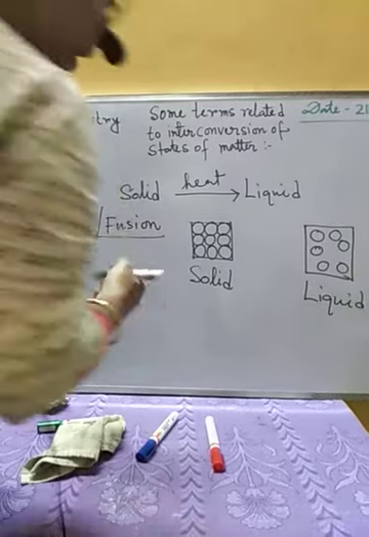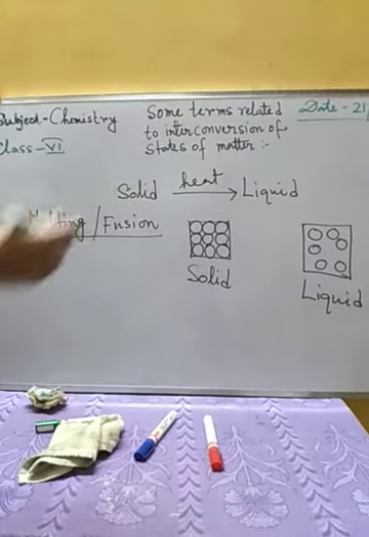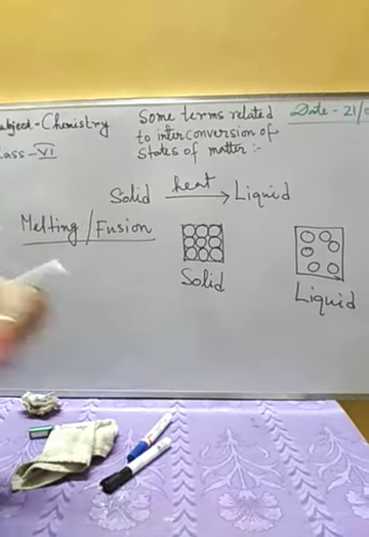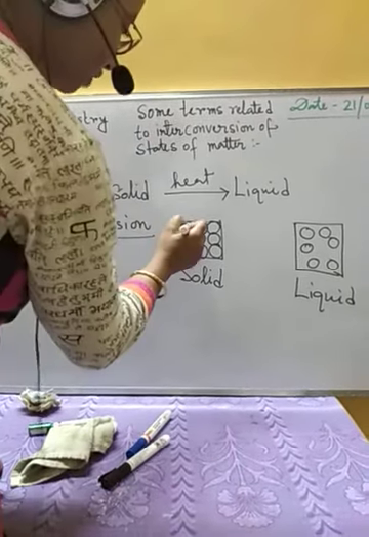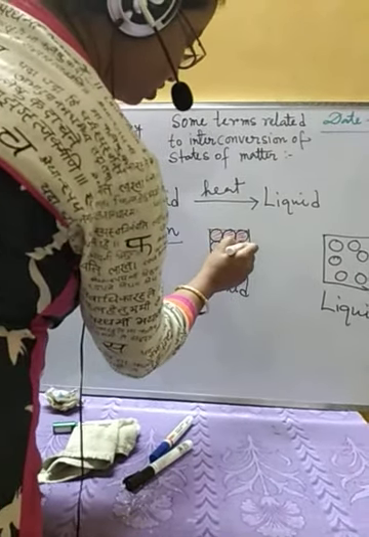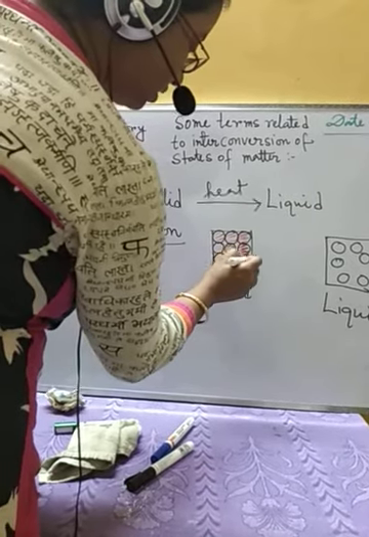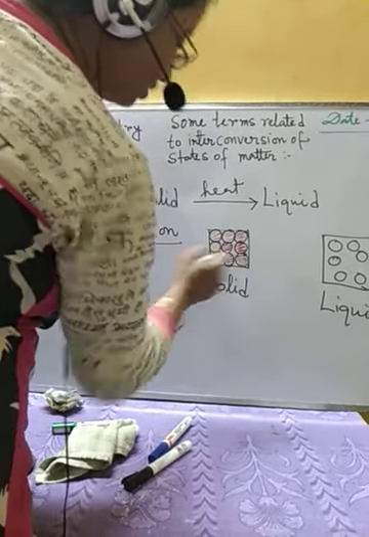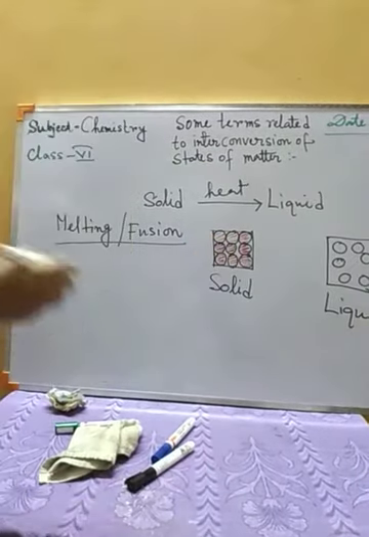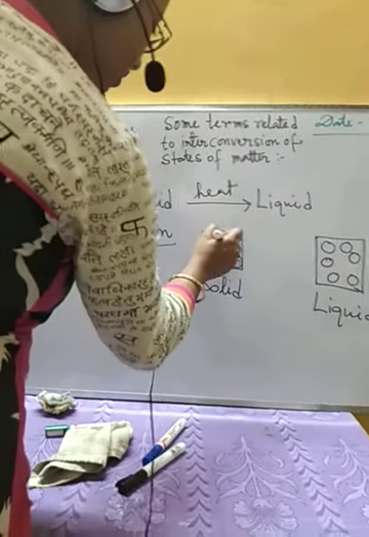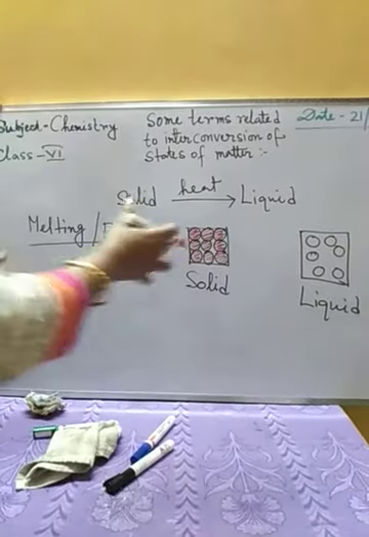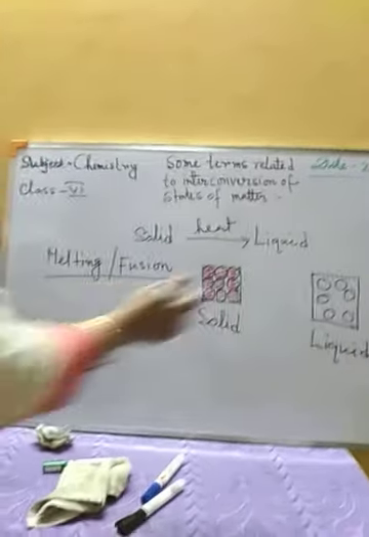Now what happens when we are heating the solid? When we are heating solid, heat is a kind of energy. So the heat is absorbed by all these particles of solid. The particles or the molecules of solid will absorb heat and get heated, and because of this their kinetic energy will increase. As we know, all the particles are not fixed, they are moving.